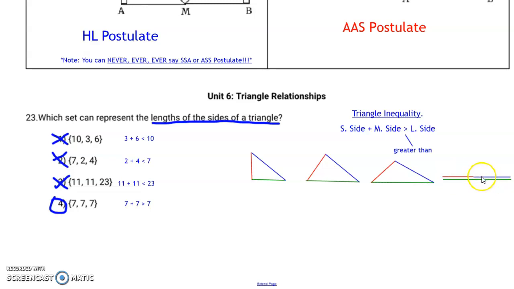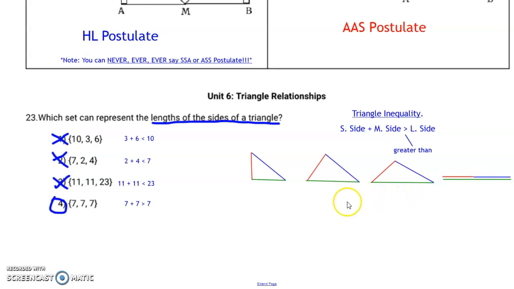these red plus blue. So if I added the red and the blue side, the small side and the medium side, that has to be greater than the larger side, because if it's equal to, that means that this line and this line are two straight lines. They don't form a triangle at all. So that means that these two sides, the smaller side and the medium side, have to be greater than the larger side. This is an illustration of the triangle inequality.